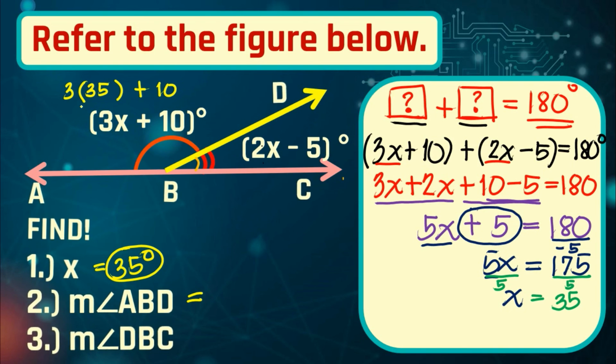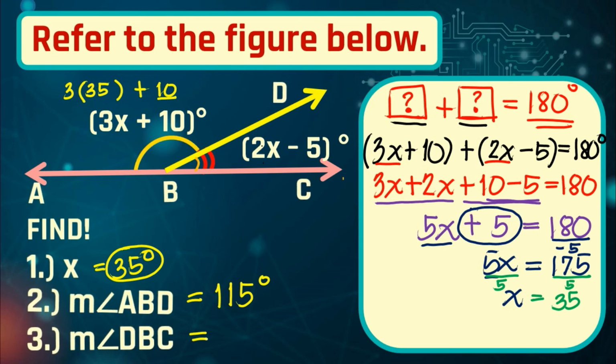35 times 3 is what? That is correct, 105. Tapos, plus 10. 105 plus 10 is 115. Okay? So, that's the measure. Tapos, lagyan na natin ng degree symbol. So, therefore, yan yung measure ng angle ABD natin.